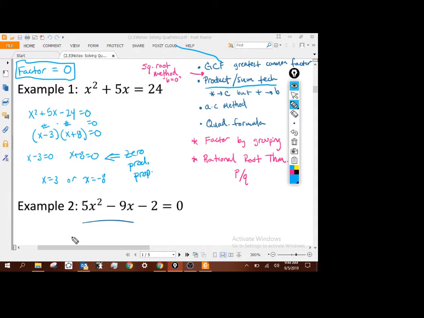Where if that wasn't a 0 over there, I can't do that. Because there's an infinite number of possibilities. If that was a 12, like we did earlier, well, x minus 3 might equal 4 and x plus 8 might equal 3 then. Or it could be 2 and 6. And I can't narrow it down like I can if it's 0. Is that okay? All right.